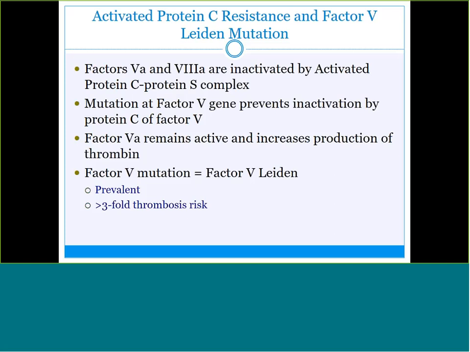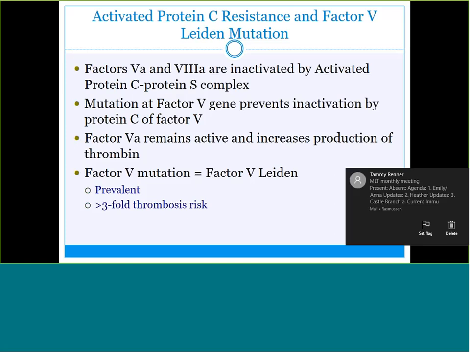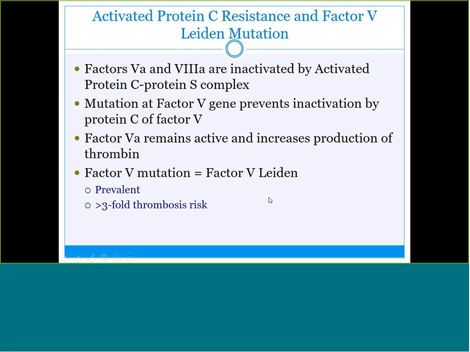Well, if your factor V gene mutates, then it can't get inactivated. It doesn't respond to the protein C anymore, so it will not be inactivated. And so as a result, it just keeps going, and it becomes active, and your coag pathway then just keeps going and making more and more clots.